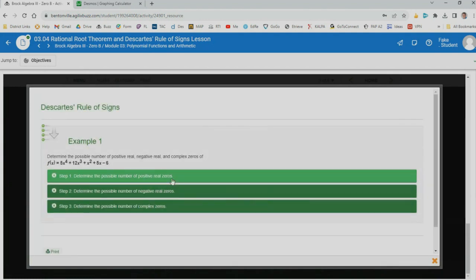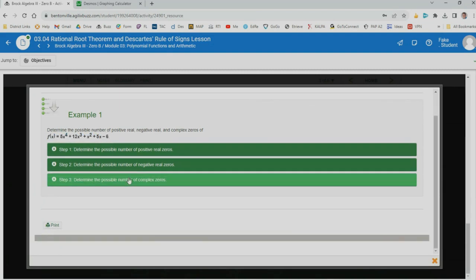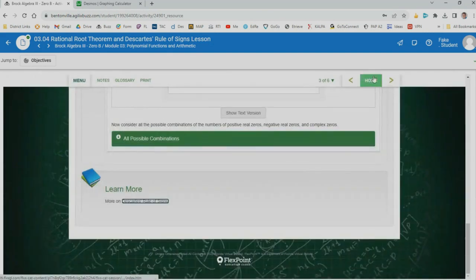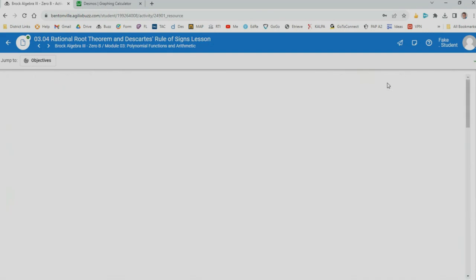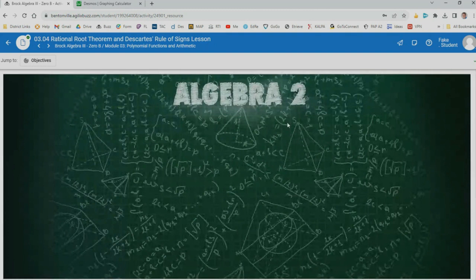There it goes. Okay, so there's another example using a 4th degree function, 5x to the 4th. So you can print that out. That's more for your practice and your notes. Let's see, what else did it cover in this lesson? Let me look at that.